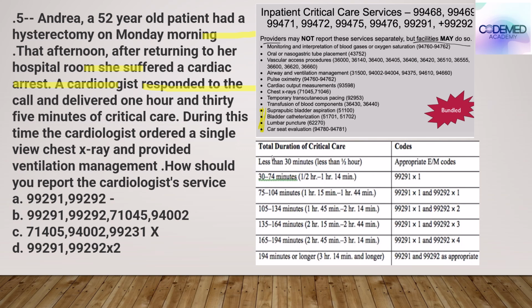This is pretty straightforward. We have data, the age of the patient. Always take the age of the patient into consideration. We might not require that, but always read that. Then hospital room, that is inpatient. Cardiac critical care is given how long? 1 hour 35 minutes. And in that they have carried out certain services, a single view chest X-ray and ventilation management. Whenever services are given, you must find out whether those services are bundled or not bundled. So we have enough data. Let us do our drill.